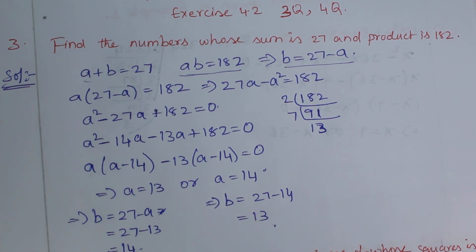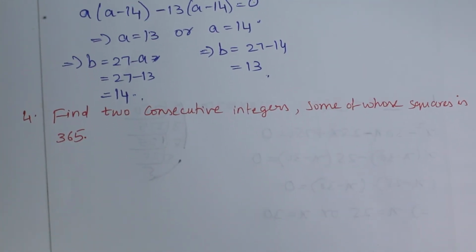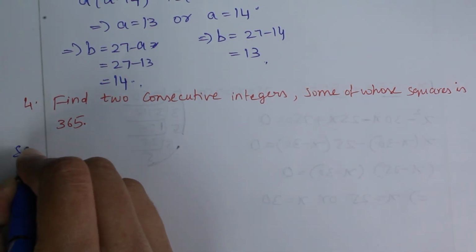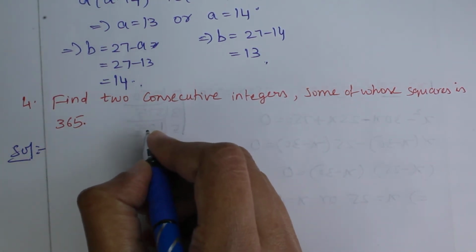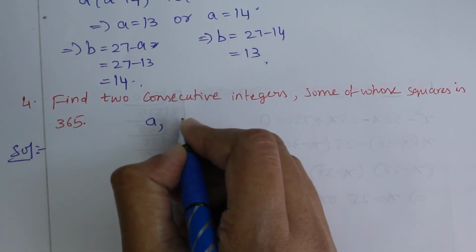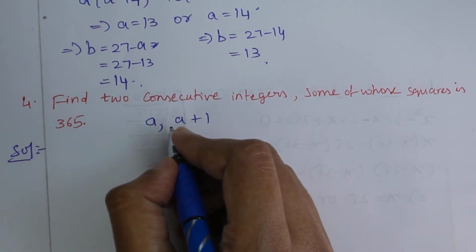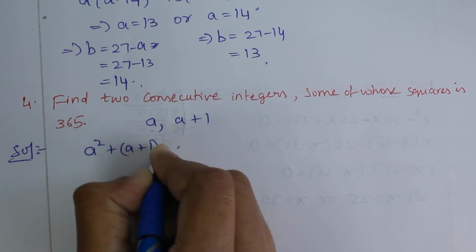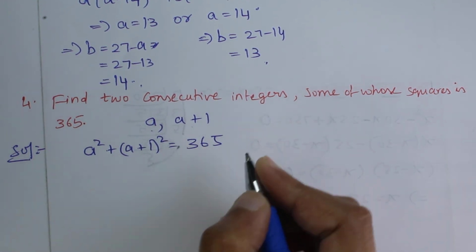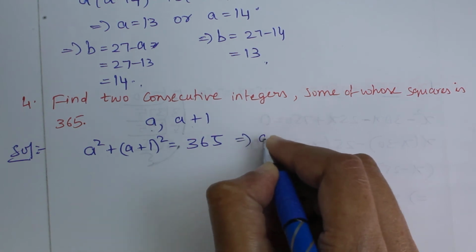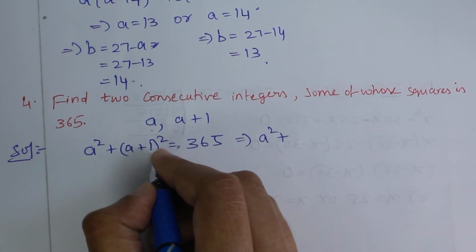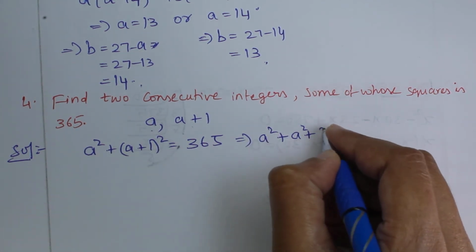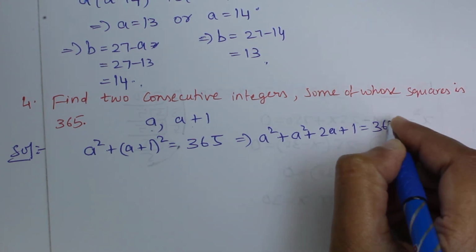This is problem 3. Now let's move to the fourth problem. Find the two consecutive integers, the sum of whose squares is 365. So it's given they are two consecutive integers. So let us assume the consecutive integers to be a and a plus 1. And it is given the sum of the squares is 365. So a square plus a plus 1 whole square is equal to 365. Okay, this implies a square, I am expanding this, a plus b whole square is a square plus b square plus 2ab. So a square plus 2a plus 1 is equal to 365.